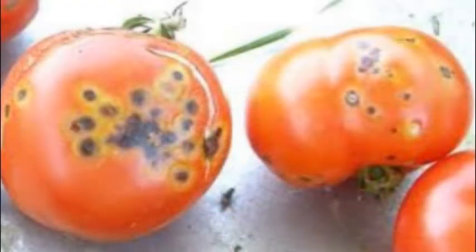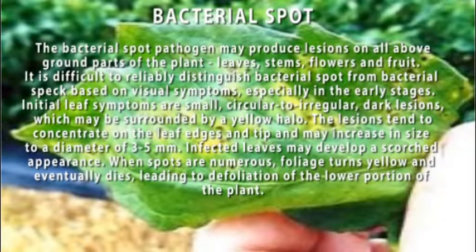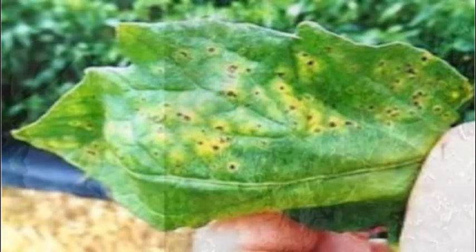Bacterial spot. The bacterial spot pathogen may produce lesions on all above-ground parts of the plant: leaves, stems, flowers and fruit. It is difficult to reliably distinguish bacterial spot from bacterial speck based on visual symptoms, especially in the early stages. Initial leaf symptoms are small, circular to irregular, dark lesions, which may be surrounded by a yellow halo. The lesions tend to concentrate on the leaf edges and tip and may increase in size to a diameter of 3–5 mm. Infected leaves may develop a scorched appearance. When spots are numerous, foliage turns yellow and eventually dies, leading to defoliation of the lower portion of the plant.